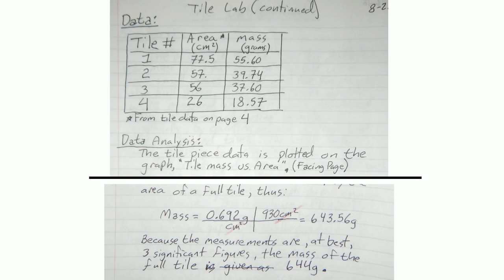Underneath the data table is the data analysis section. In my report, I referenced back to the graph that I just did on the facing page in my first sentence. I did that because most of my calculations are done on the graph instead of in this actual written part. There's no need to do that. I could have done my calculations here, but I just wanted to be clear where you could find the calculations. But again, the calculations could be done in this section as well.